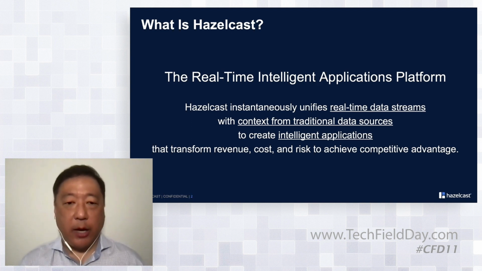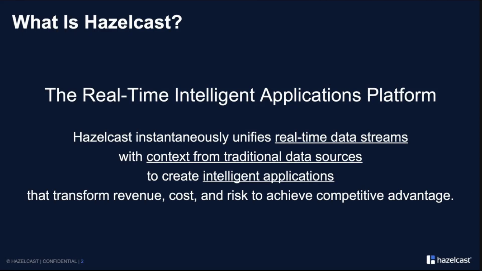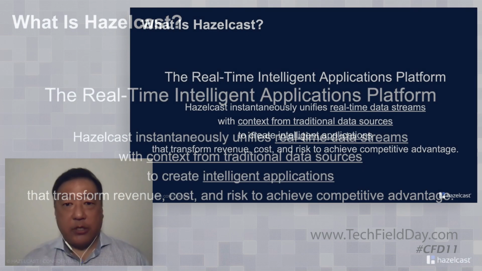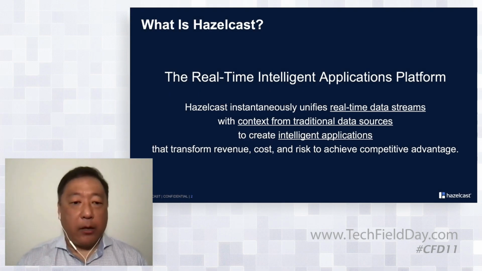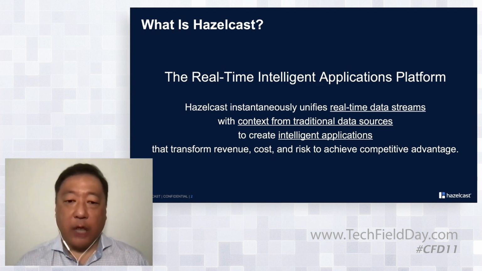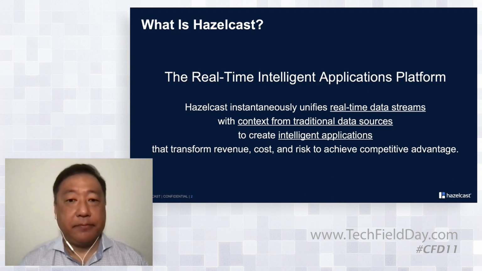To talk a little bit about our description, Hazelcast instantaneously unifies real-time data streams with context from traditional data sources. So real-time recent data with historical data to create these intelligent applications. And intelligent applications meaning that there is a lot of business logic embedded, there's some element of automation, and there's a lot of data involved. And that's all about being able to help out with revenue, cost, and risk strategies and initiatives to achieve competitive advantage.